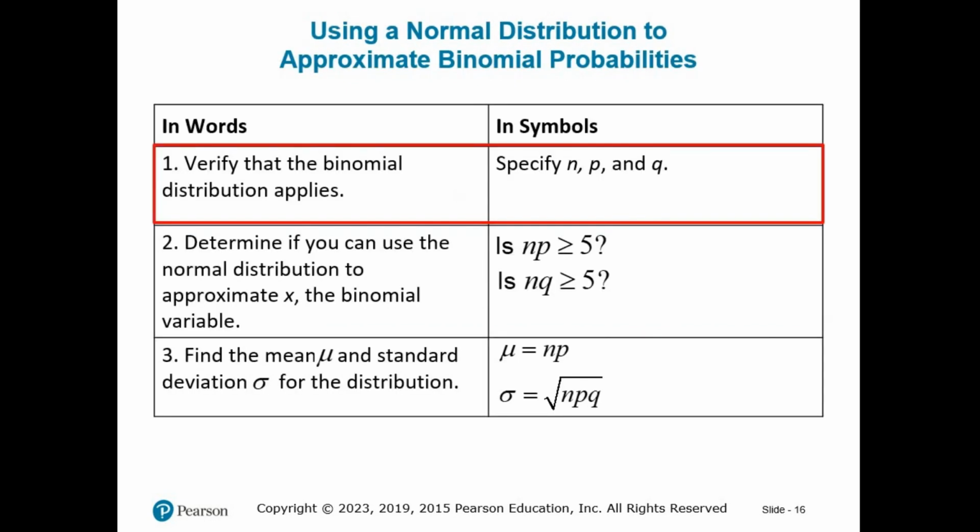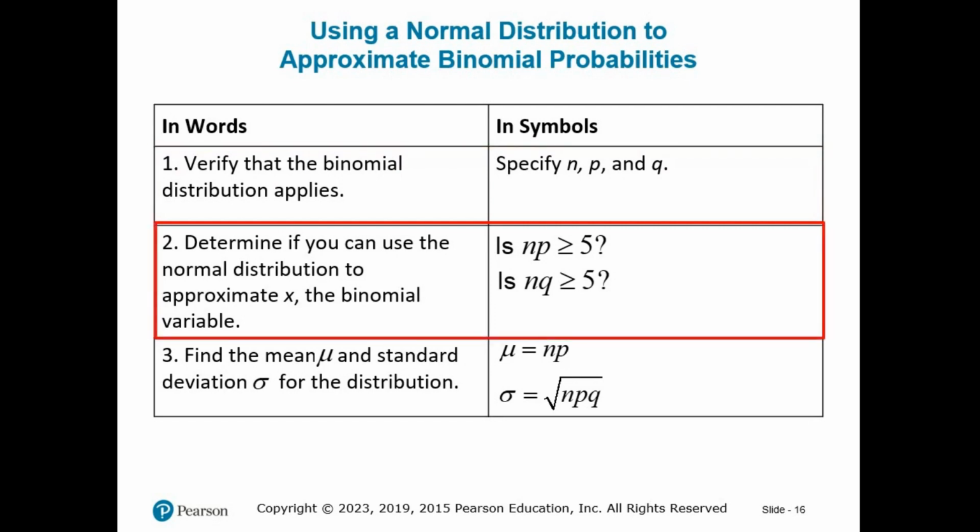Your first question you should ask yourself is if the given situation is a binomial experiment. Can you specify the values of n, p, and q? And can you determine that the outcomes are strictly successes and failures, and the trials are independent? Is the probability of success the same for every trial? If you're able to verify that it is a binomial experiment, then you can move to the next step.